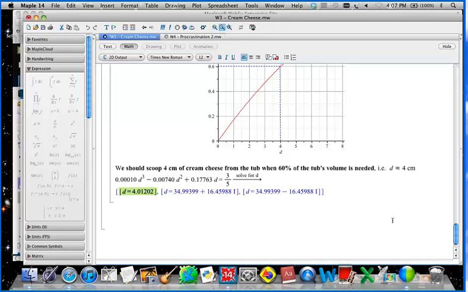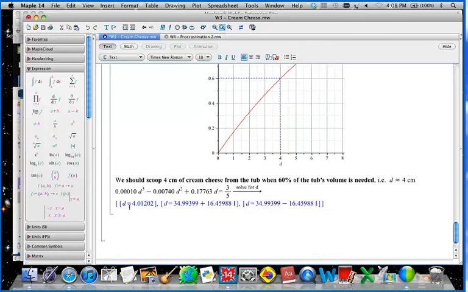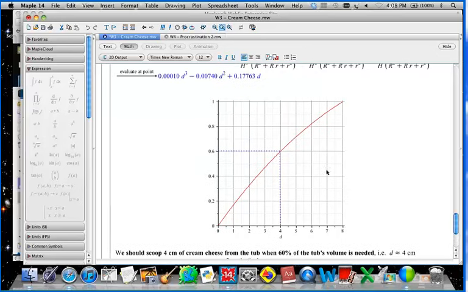Oh, that's exactly what we predicted. It's a little bit more than 4, which is what the graph sees. So here we have a confluence of the analytical solution, the algebraic solution, with a graphical solution.